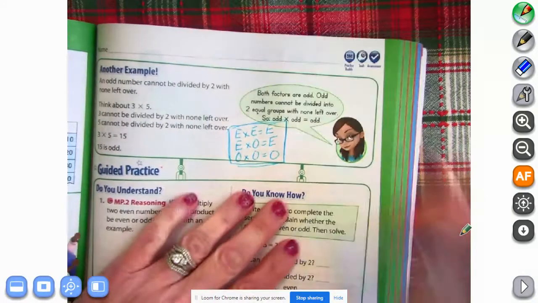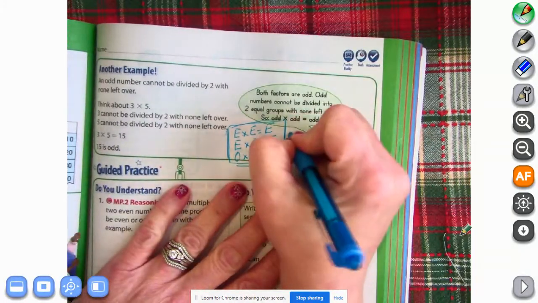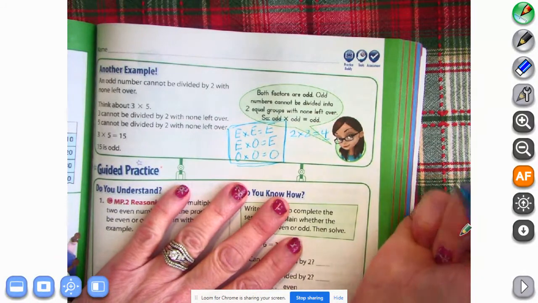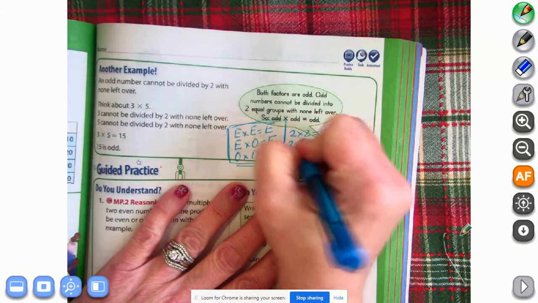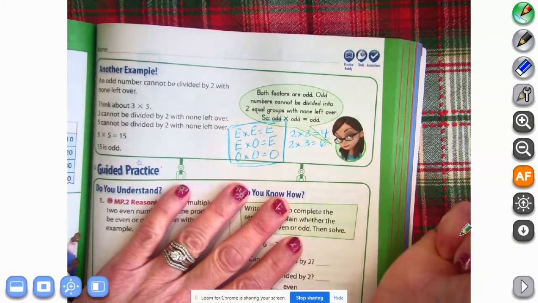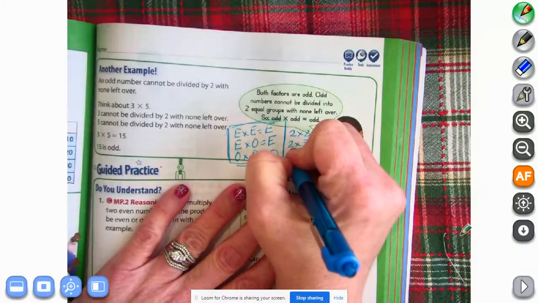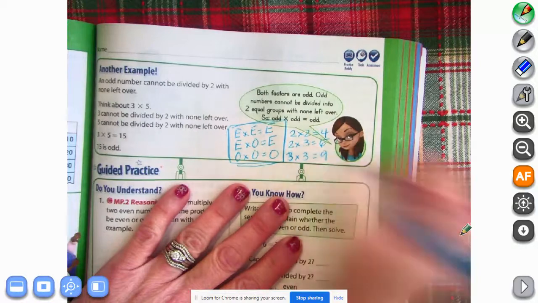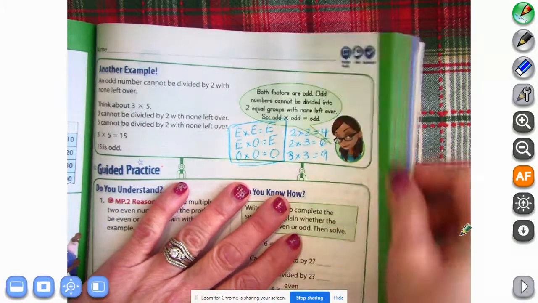So let's test that out. Even and even: 2 times 2 equals 4. 4 is an even number. 2 times 3, which is an odd number, equals 6. But 6 is an even number. 3 times 3 equals 9. And 9 is an odd number.